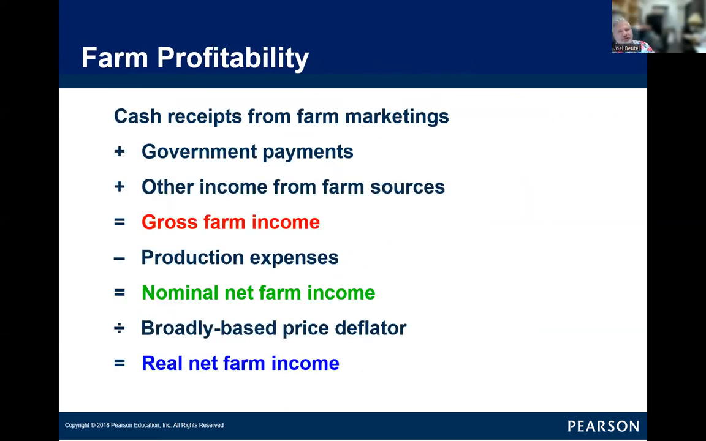So what determines farm profitability? Cash receipts from farm marketing, government payments, other income from farm sources, that is equal to your gross farm income. You deduct out your production expenses, that equals your nominal net farm income, and you divide that by the broadly based price deflator, which is basically your inflation rate, and you get your real net farm income.